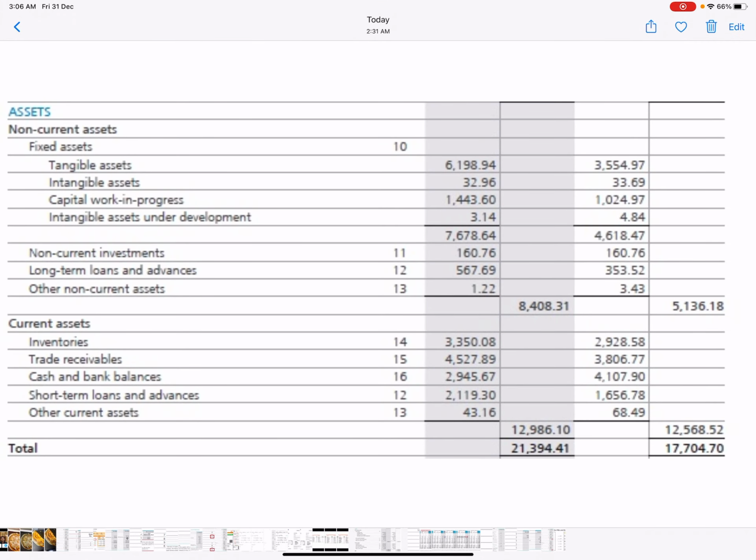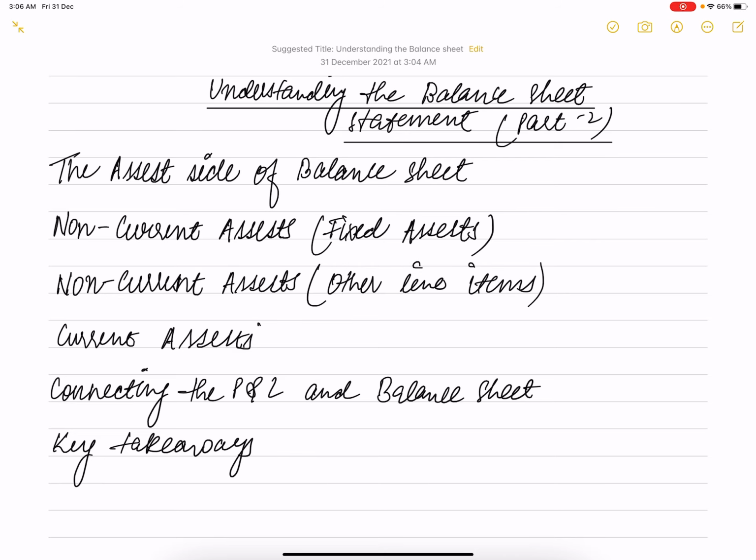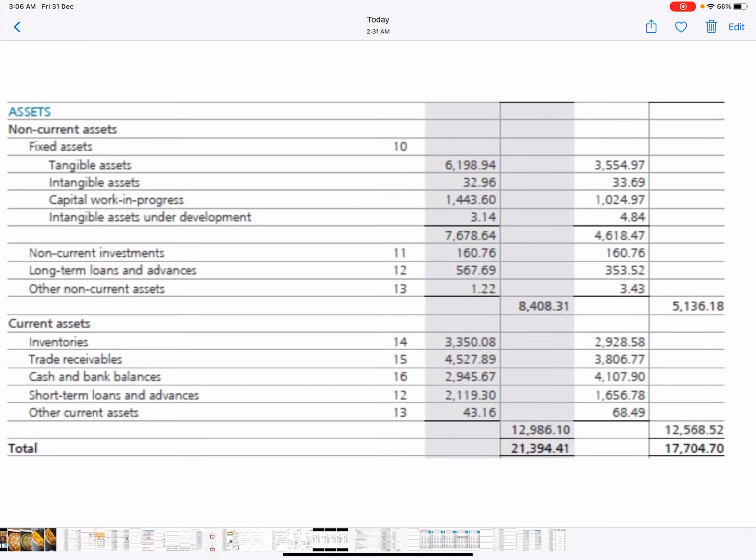As you can see, the asset side has two main subsections, that is non-current assets and current assets. Both these sections have several items, with associated notes included within. We will look into each one of these line items. Now coming to non-current assets. Non-current assets, or you can say fixed assets.